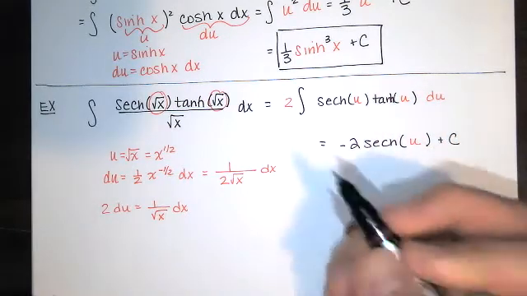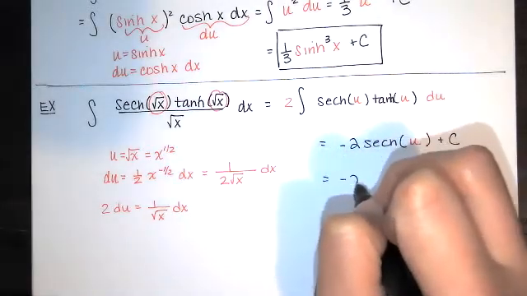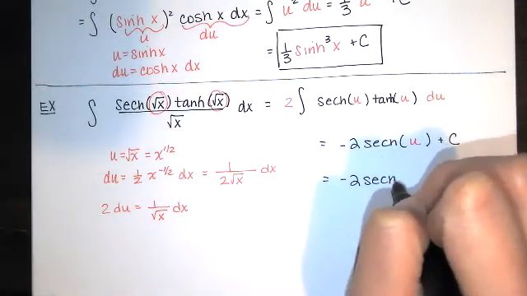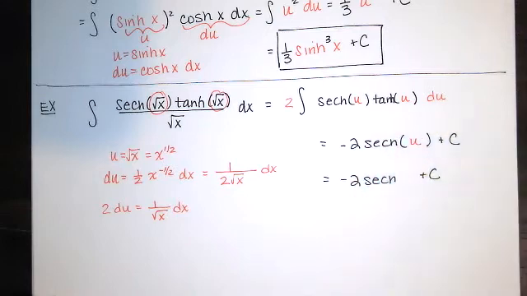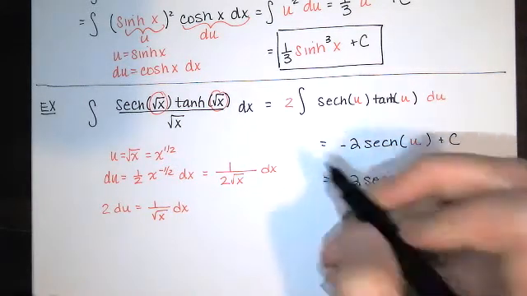Substitute your u back in, and don't forget to back substitute. U was square root of x. Not too bad. That's our answer.